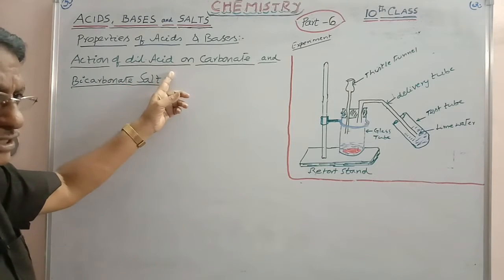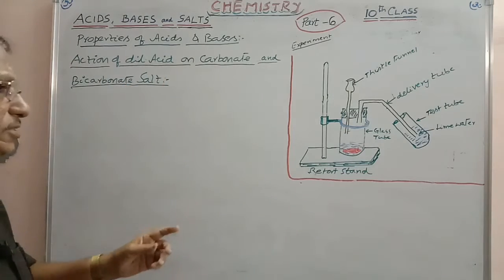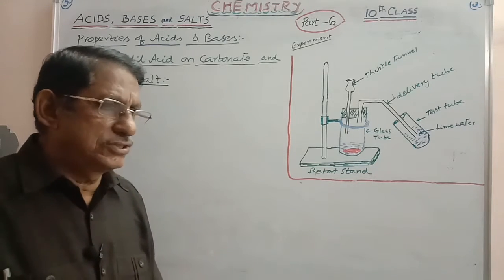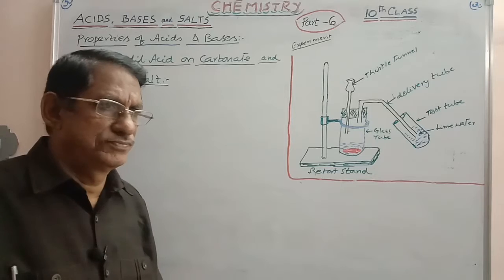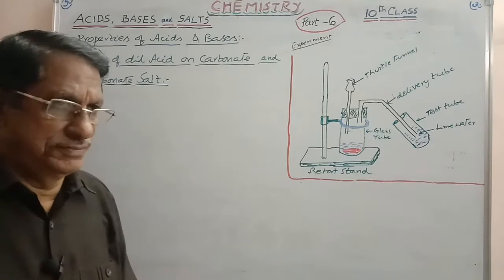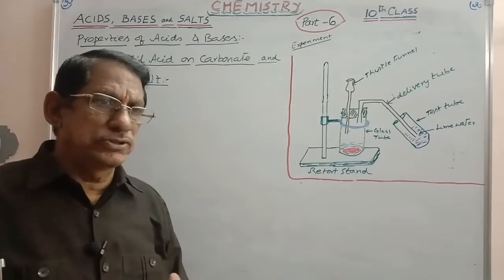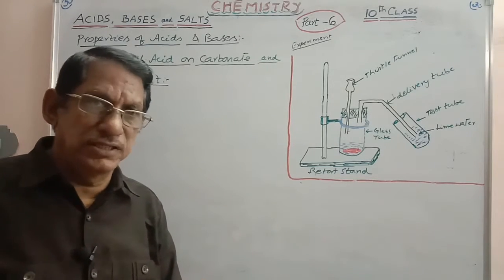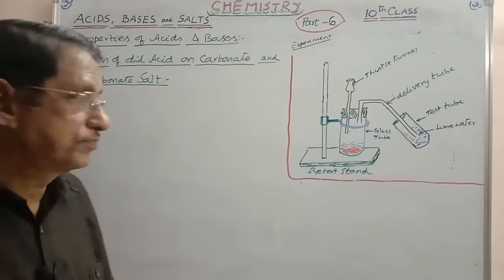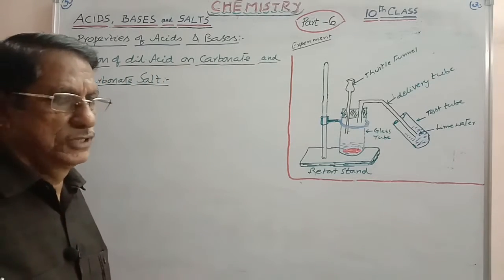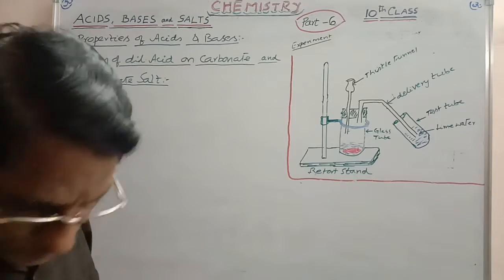You can take dilute HCl or dilute sulfuric acid, because nitric acid is generally not considered, because due to its oxidative action, other products may be obtained. So the result will become complicated. So generally it is better to use dilute acid, means dilute HCl and dilute sulfuric acid, right? So, action of dilute acid on carbonate salt and bicarbonate salt.